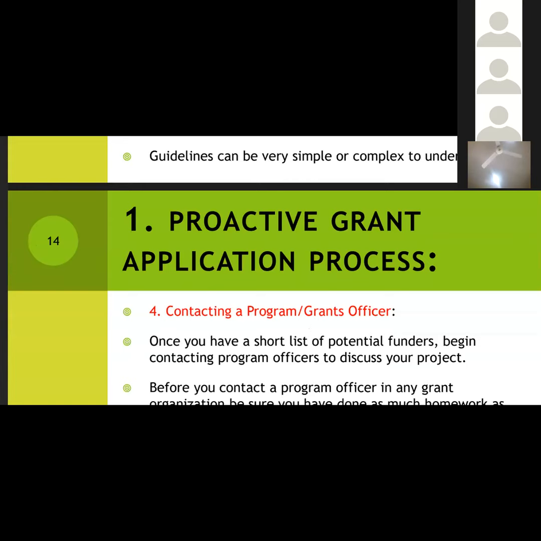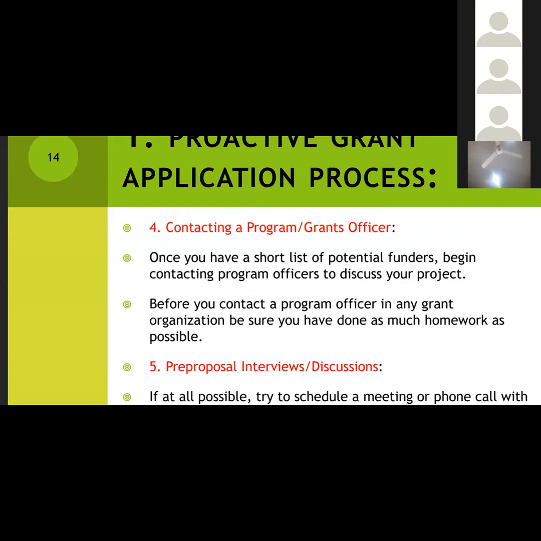Now, the next thing you can see is that if you identify a number of funding agencies that you can approach, then it is important to see if you can contact the program or grants officer. Once you have a shortlist of potential funders, it is always good to begin contacting program officers so that you can discuss your project as expected.